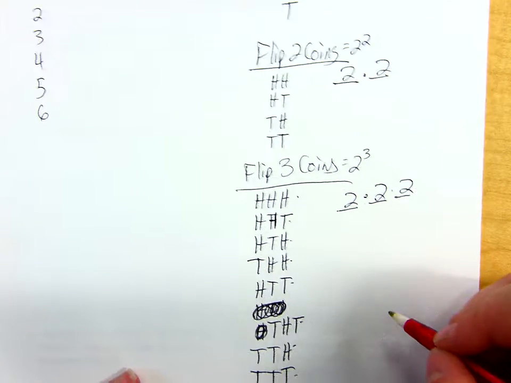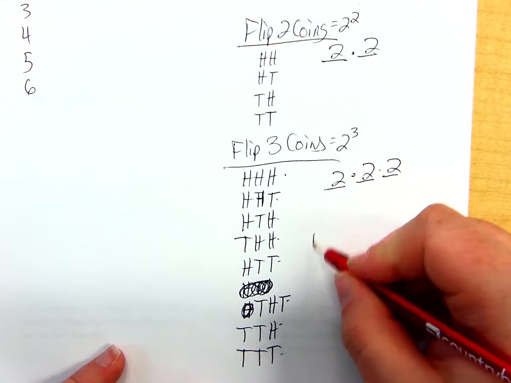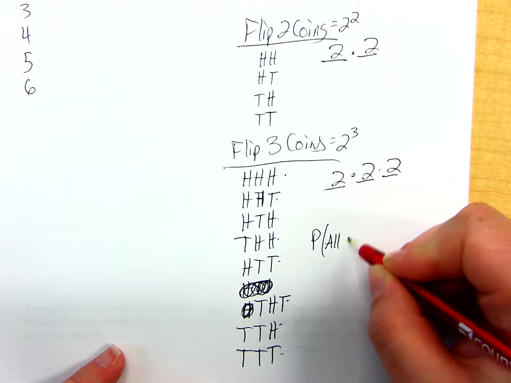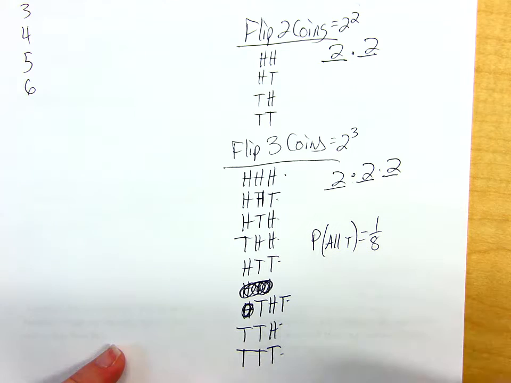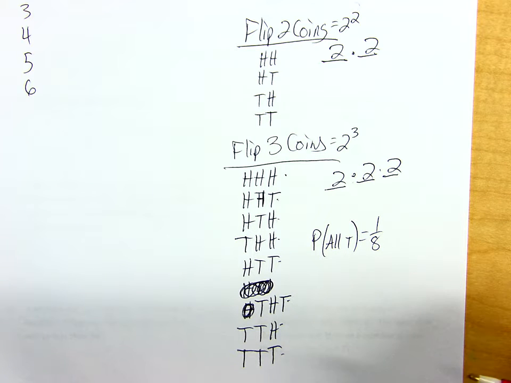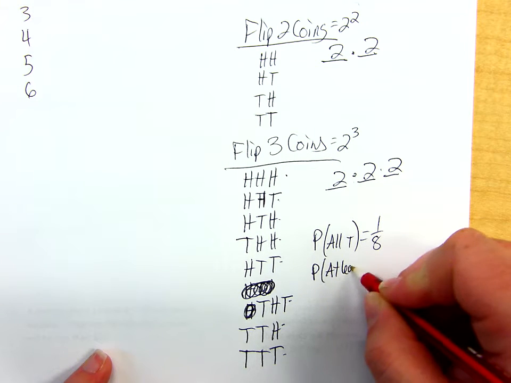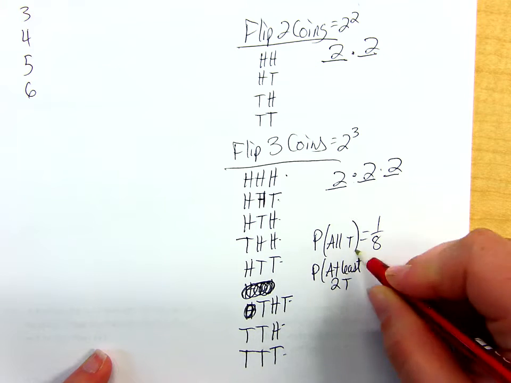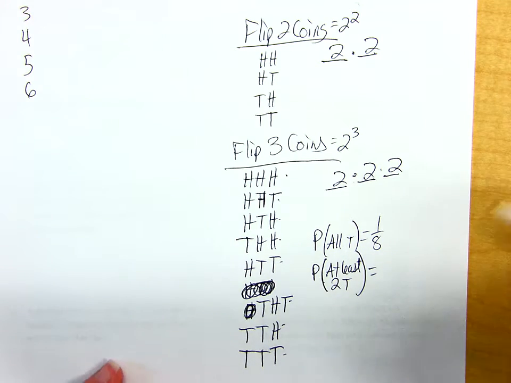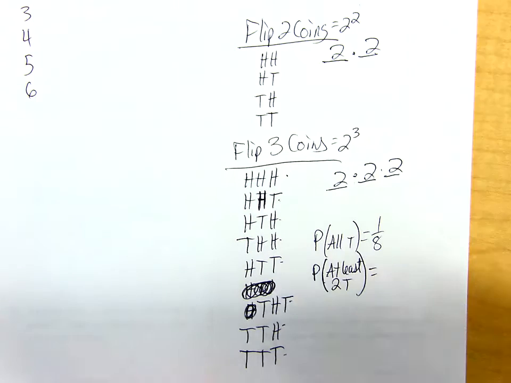Anyway, so I asked you, if I'm going to flip 3 coins, the probability of all tails. You told me 1 out of 8. That's correct. What's the probability I will get at least 2 tails? At least 2 tails. Is it 5? I don't think so. That's an H. Is it 4 out of 8?